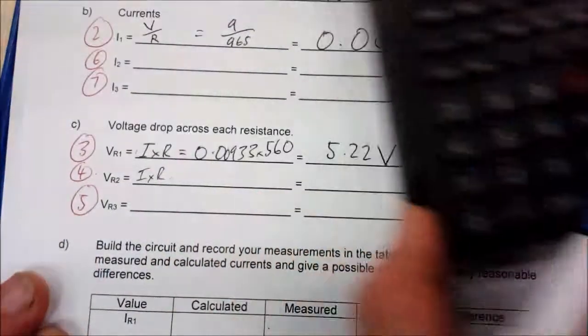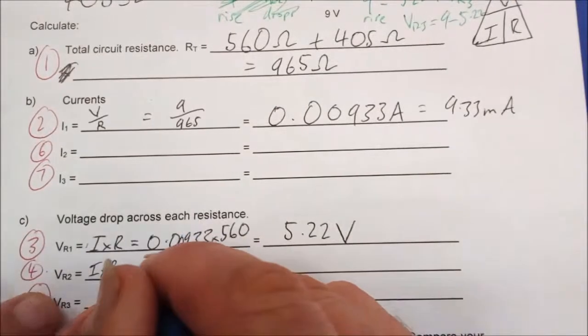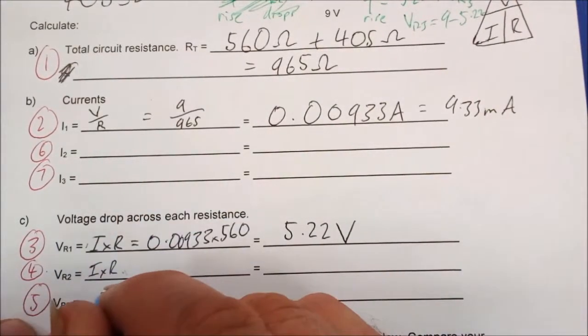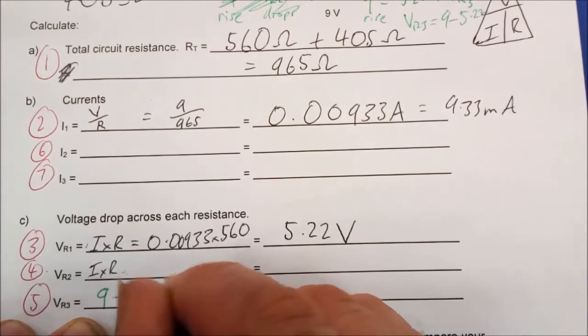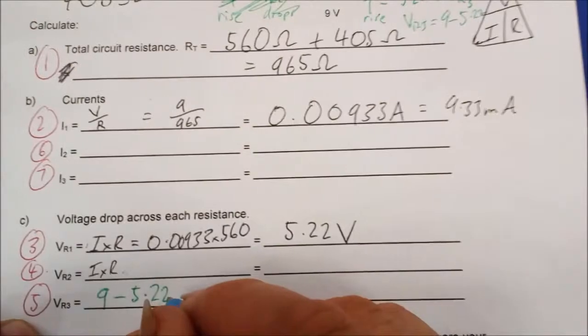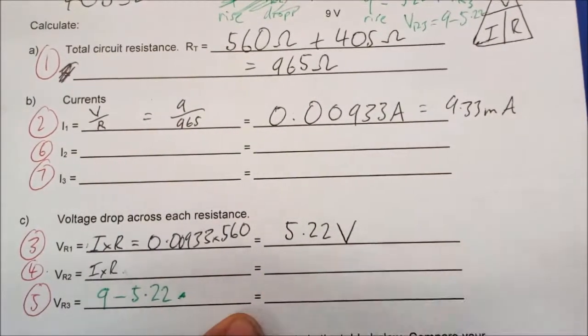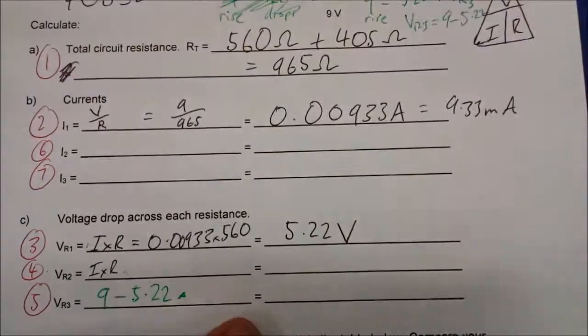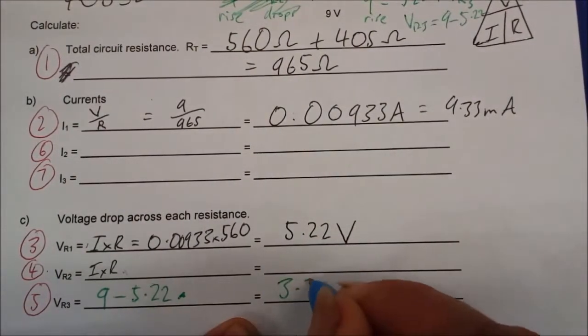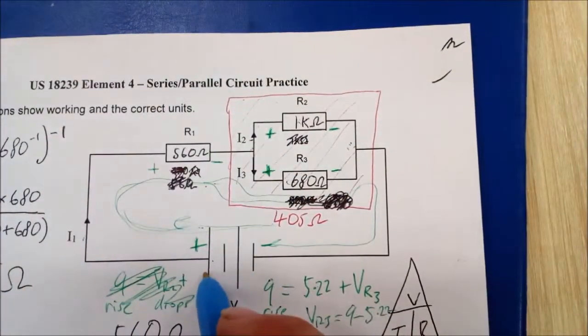In fact, we can write it all nice and neatly again, of course, can't we? VR3, that is, so we've jumped down to this one, apologies, equals 9 minus 5.22, which we can use this equals here, which equals, and I've already calculated that, 3.78.